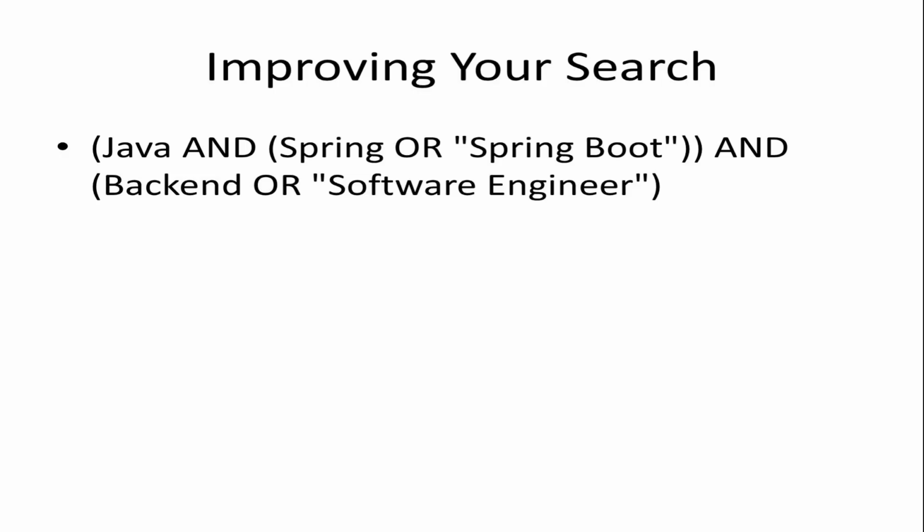Before I show you the basic search, here we can improve our search using Java and Spring or Spring Boot in double quotes, and backend or software engineer. This will narrow the search a little bit, and you may not see front-end developers or web developers. This will narrow our search to candidates who have Java and Spring or Spring Boot in the resume, and a title mentioned as backend or software engineer.